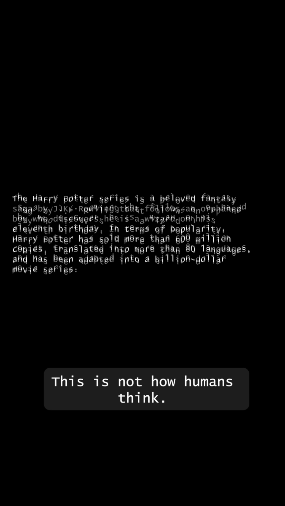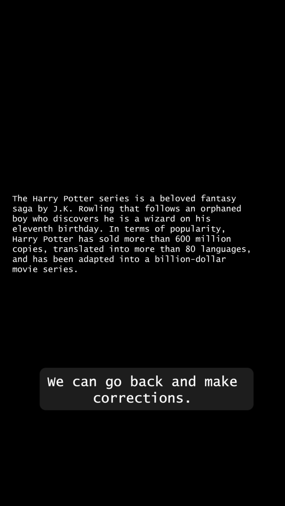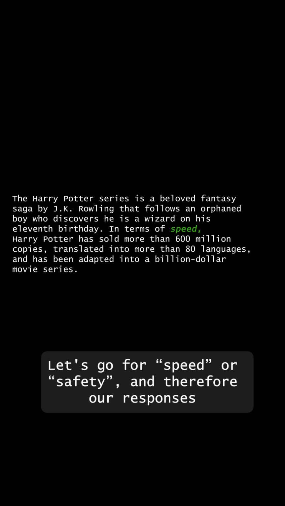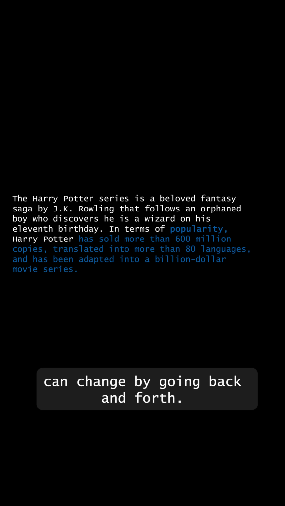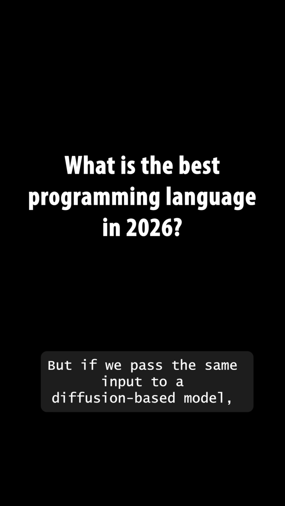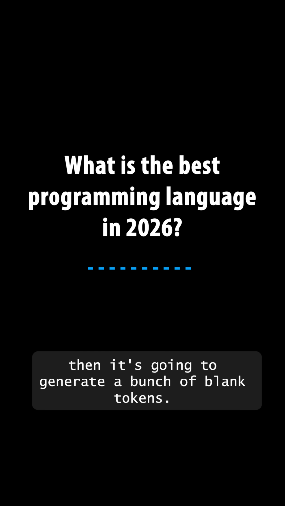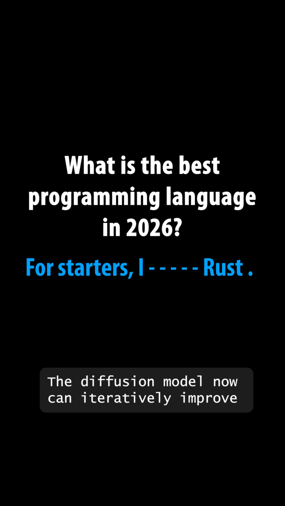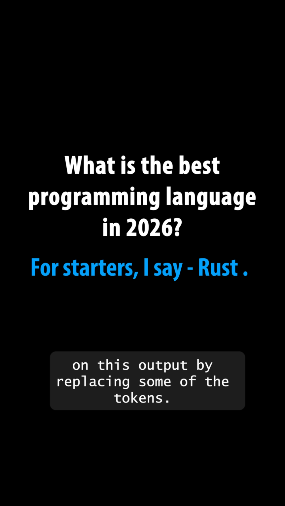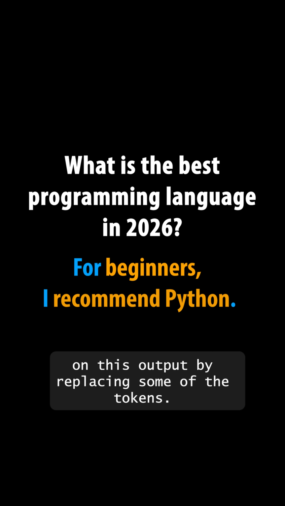This is not how humans think. We can go back and make corrections. We can choose that instead of popularity, let's go for speed or safety, and therefore our responses can change by going back and forth. But if we pass the same input to a diffusion-based model, then it's going to generate a bunch of blank tokens. The diffusion model now can iteratively improve on this output by replacing some of the tokens.